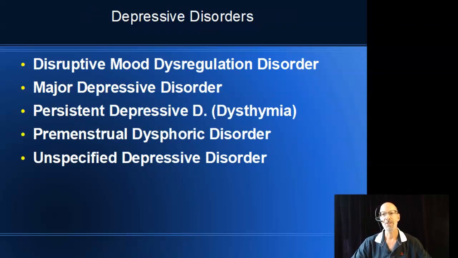Brings us to depressive disorders. We've got disruptive mood dysregulation disorder, DMDD, major depressive disorder, persistent depressive disorder or dysthymia, premenstrual dysphoric disorder, and unspecified depressive disorder.